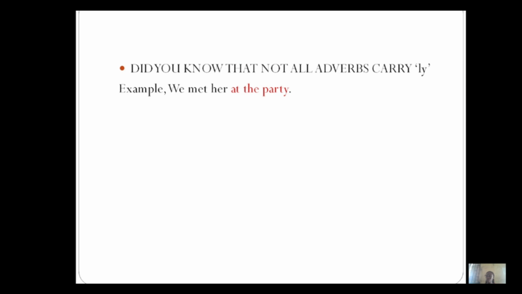Did you know that not all adverbs carry ly, like you find in hurriedly, quickly, slowly? For example, we met her at the party. The highlighted phrase is an adverb. Join me on this lesson as we learn adverbs today.